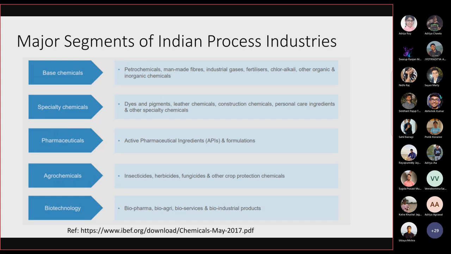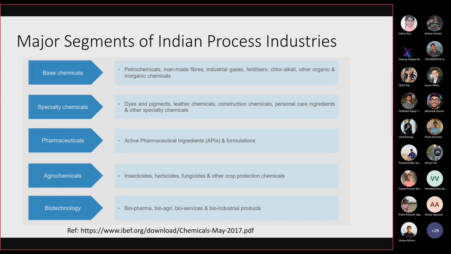And the major share of Indian process industries comes from the base chemicals. Like, in 100% of production, almost 60 to 70% are the base chemicals only. Not only in India, I have taken the scenario for India, but the same scenario is observed in the UK, Australia, the US, and other countries.